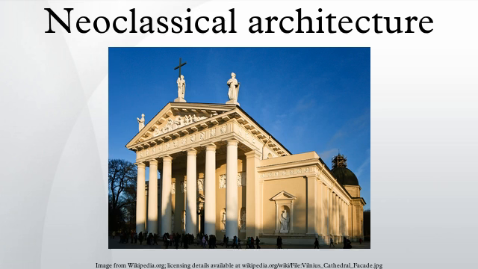Neoclassical architecture is an architectural style produced by the neoclassical movement that began in the mid-18th century. In its purest form, it is a style principally derived from the architecture of classical antiquity, the Vitruvian principles, and the architecture of the Italian architect Andrea Palladio.